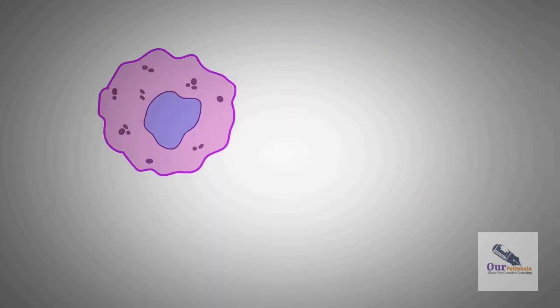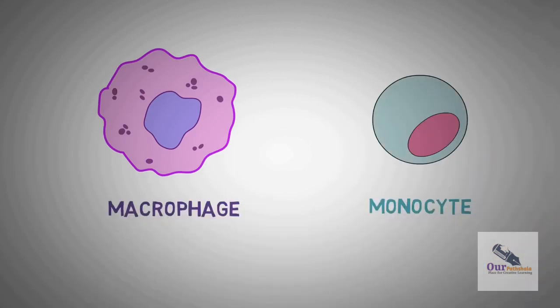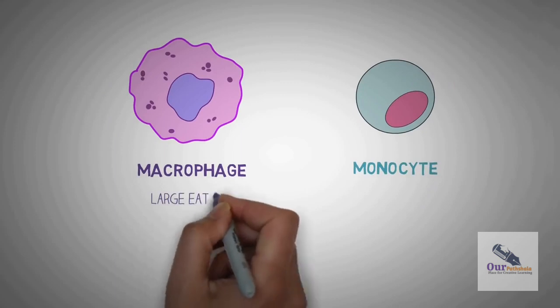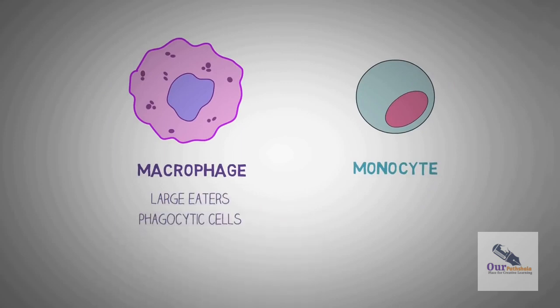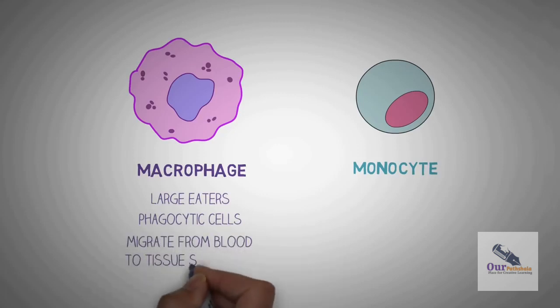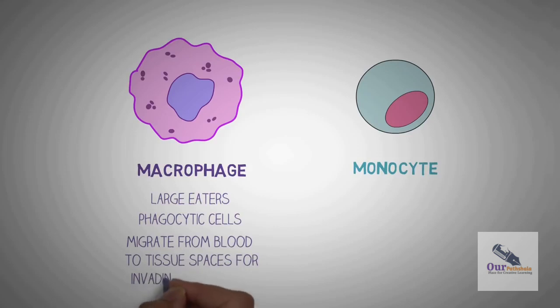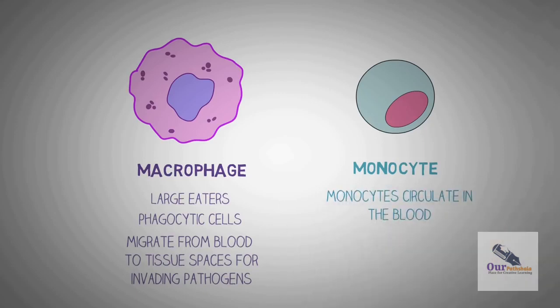The next two important cells that we have in the innate immune system are the monocytes and the macrophages. Macrophages, from the Greek word meaning large eaters, are large phagocytic leukocytes, which are able to move outside of the vascular system by migrating across the walls of blood vessels and entering the areas between the cells in pursuit of invading pathogens. Similar types of cells, when circulating in the blood, are known as the monocytes.